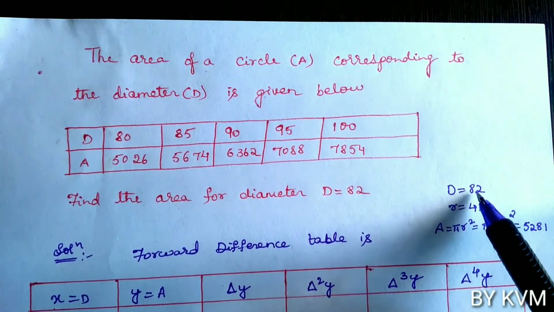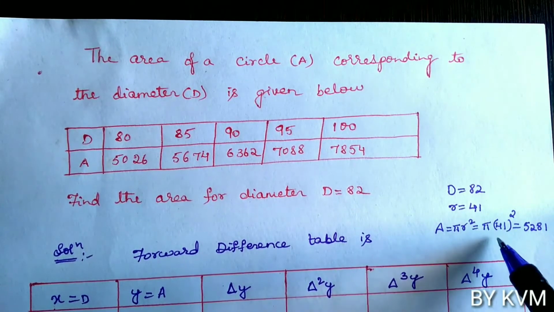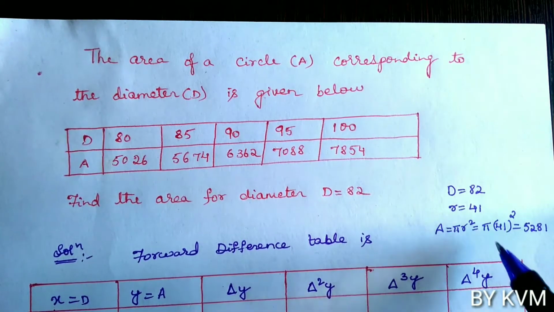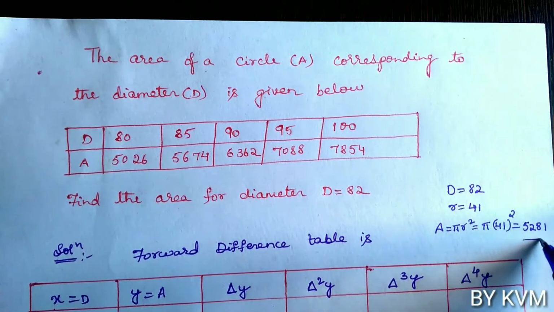Diameter is 82, which means radius is 41. We know how to find the area, that is pi r square. So pi into 41 square, which is equal to 5281. Approximately we should get this value.